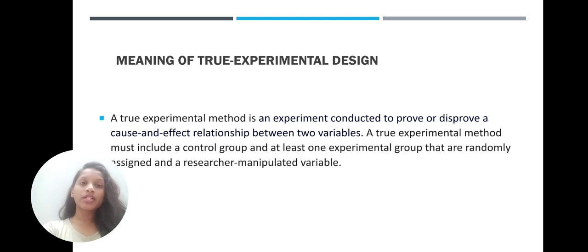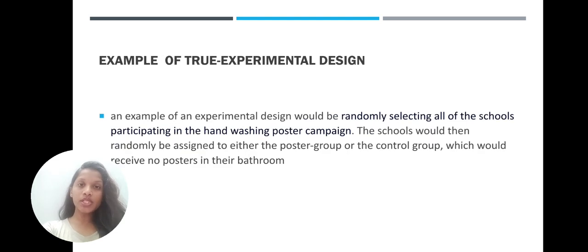The true experimental method is an experiment conducted to prove or disprove a cause and effect relationship between two variables. A true experimental method must include a control group and at least one experimental group that are randomly assigned, and a researcher manipulated variable. So, this is the meaning of true experimental design. In the next slide, we'll be seeing the example for true experimental design.